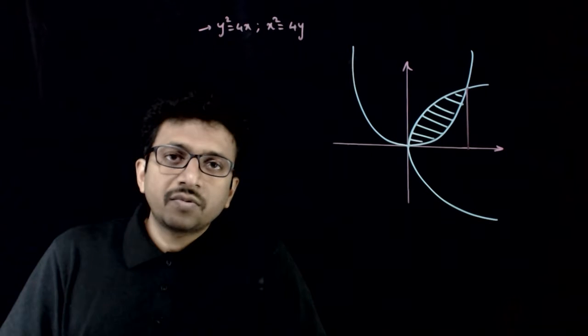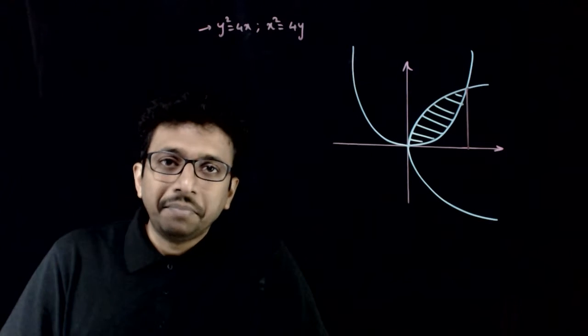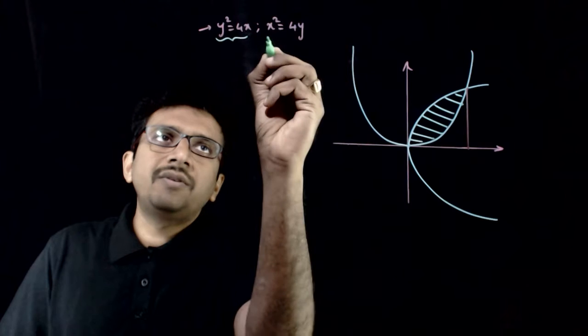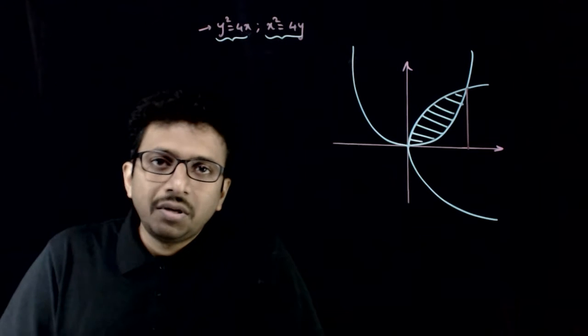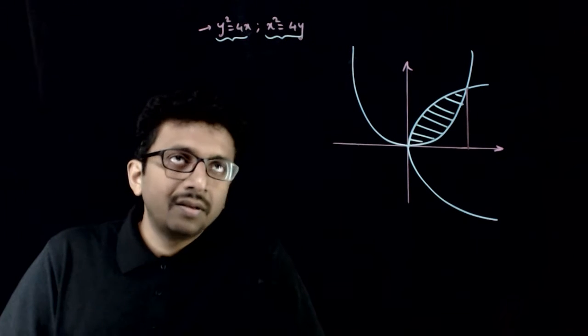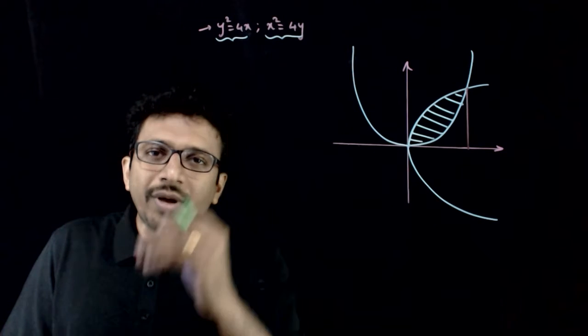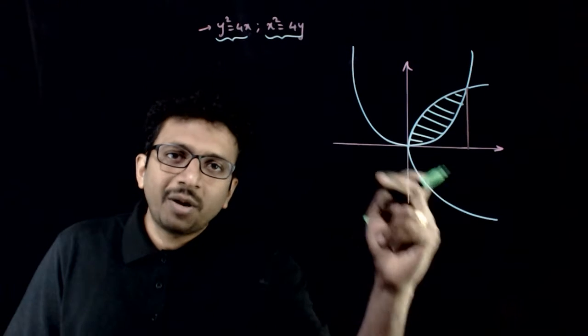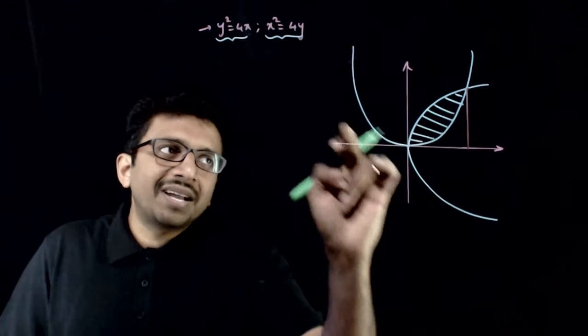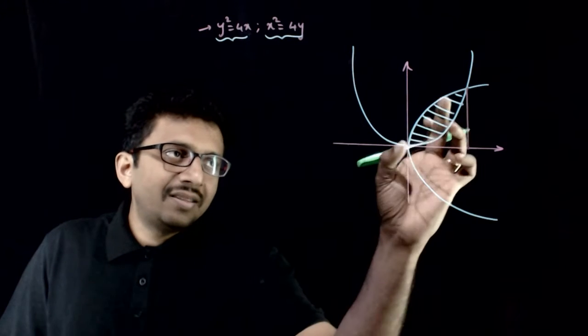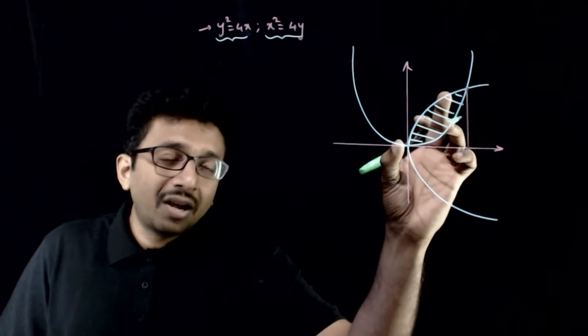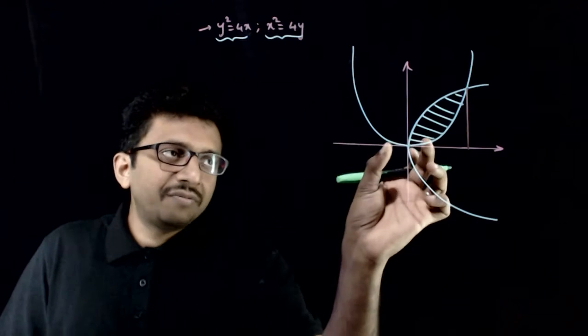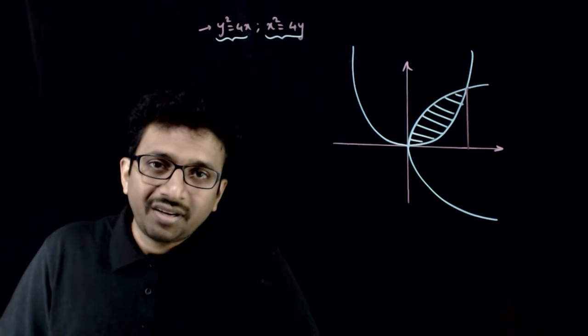So welcome students. In this question you're asked to find the area between the curves y square is equal to 4x and x square is equal to 4y. We know that these are two parabolas. The first is a horizontal parabola, y square is equal to 4x, and the second is a vertical parabola. And this is the area enclosed between these two curves. You're asked to find the area of this region.